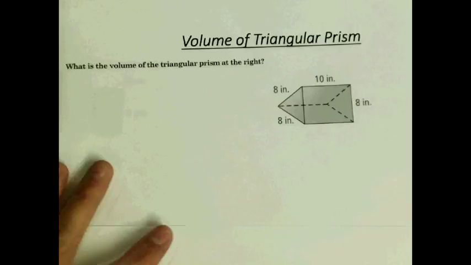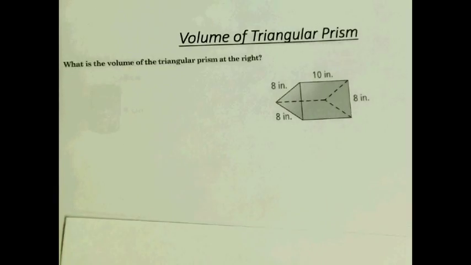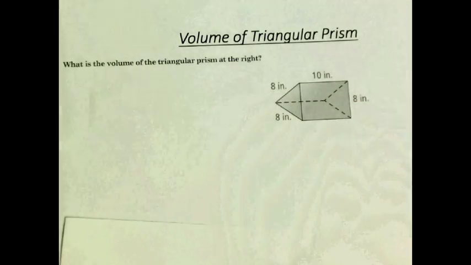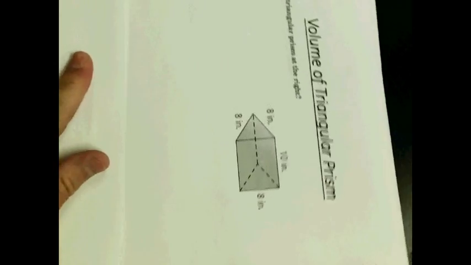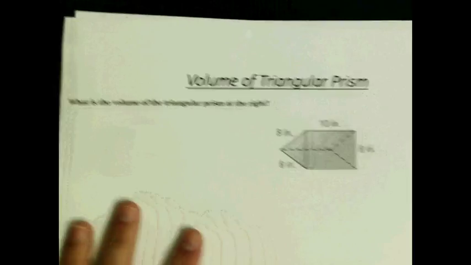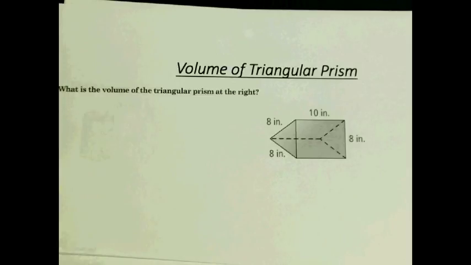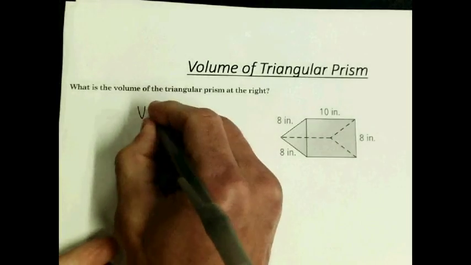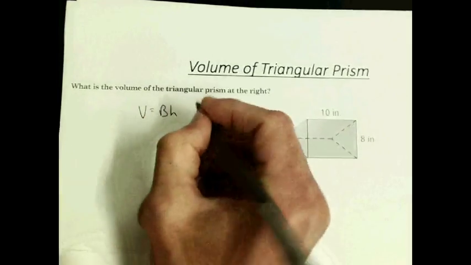Now we have another triangular prism, but this one's a bit more confusing because we want to find our two congruent bases. And our two congruent bases are these triangles. So in this case, we're looking at a triangular prism here, okay? So volume formula remains the same. Volume is still the area of the base times the height.